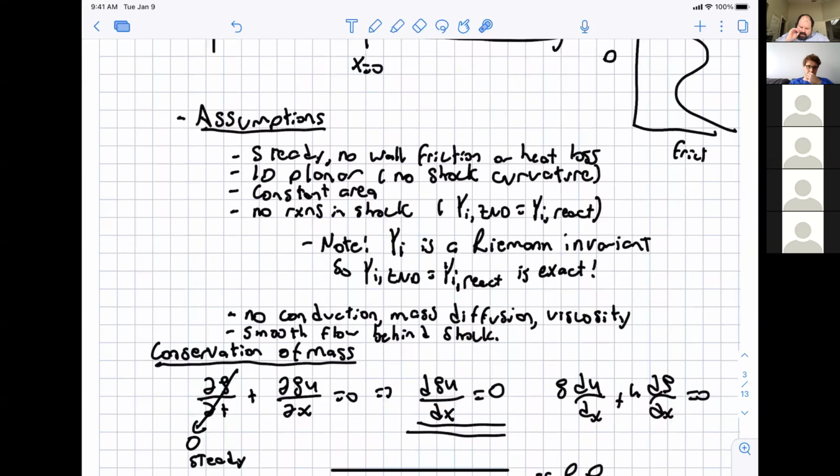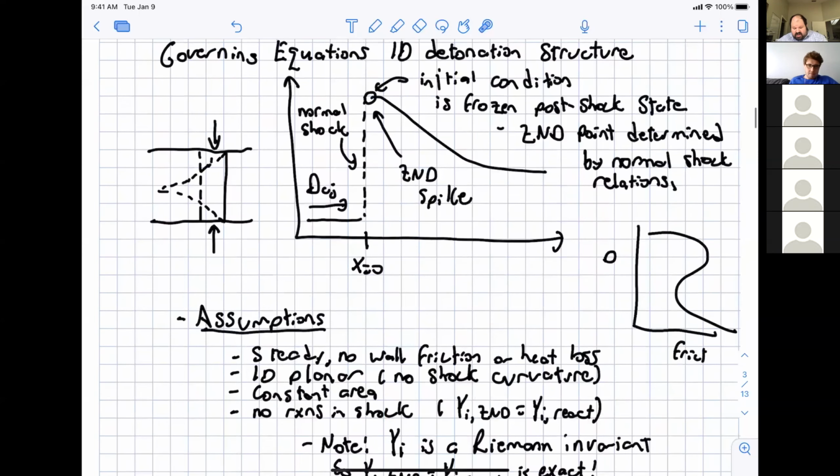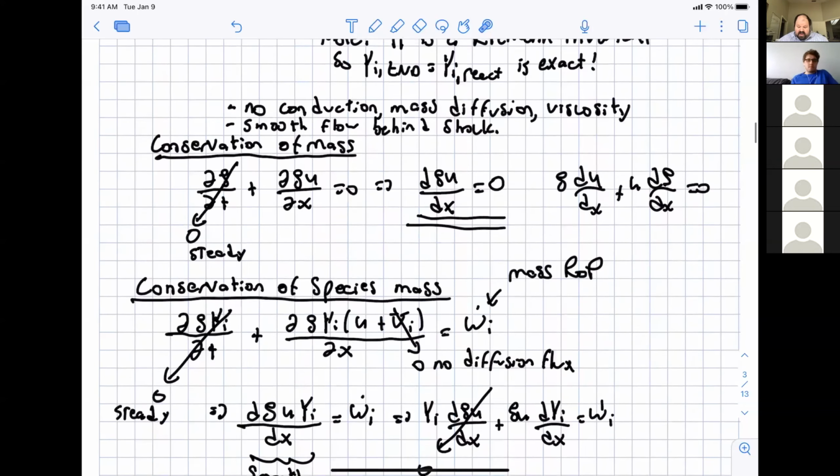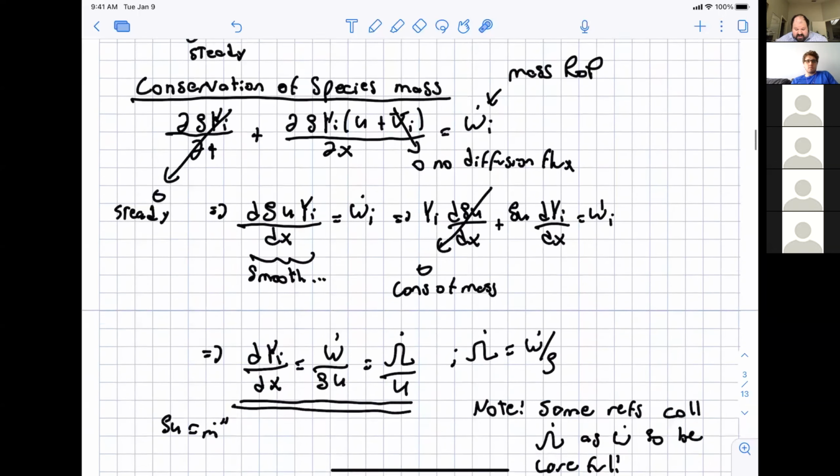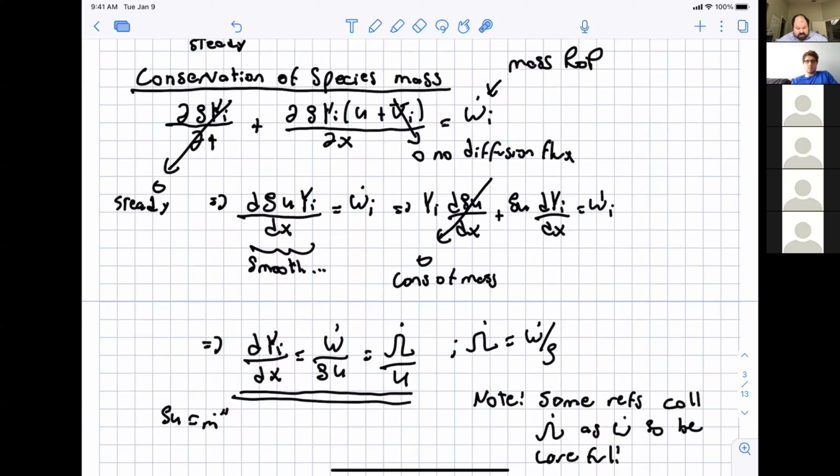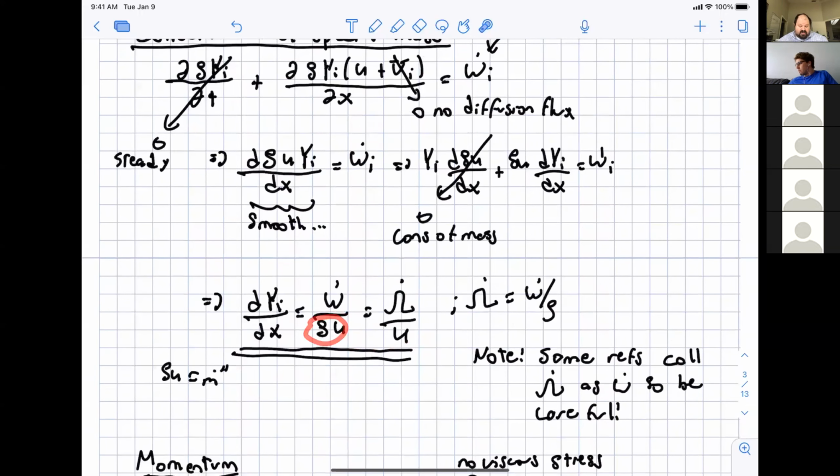Okay, so we were deriving equations to describe the flow in this region here, and we did conservation of mass, and we showed that basically the mass flux is constant. We worked with conservation of species mass to show that the spatial gradient of the mass fraction is equal to the mass rate of production divided by the mass flux. And recall that the mass flux is just a constant. So this here is just a constant.